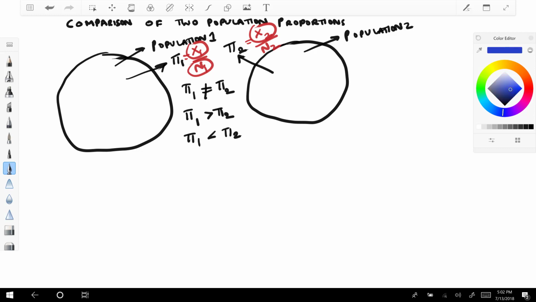Now if you see this, pi 1 not equal to pi 2, in hypothesis testing it is a two-tailed test, and pi 1 greater than pi 2 and pi 1 less than pi 2, these two are one-tailed tests.